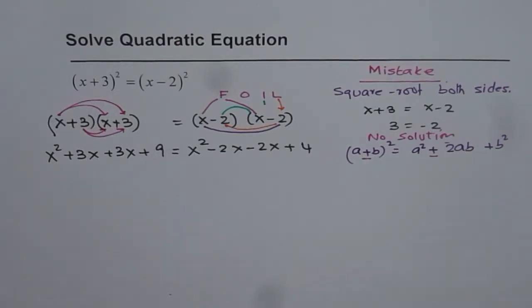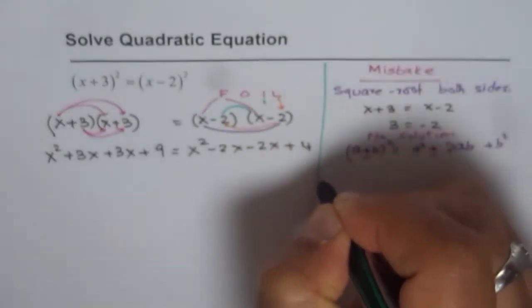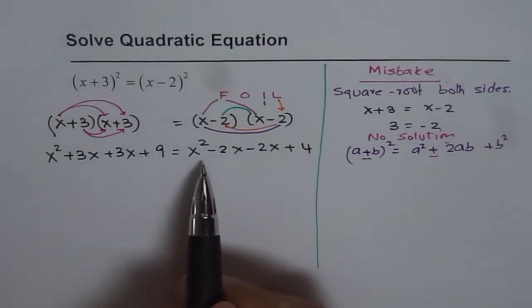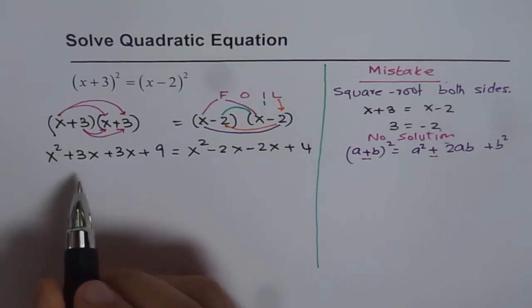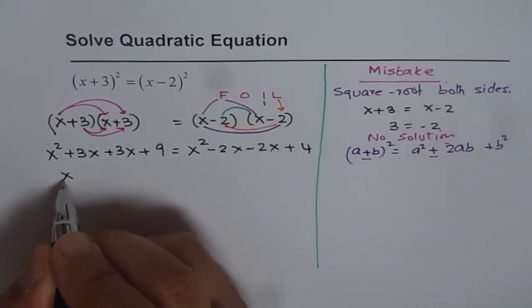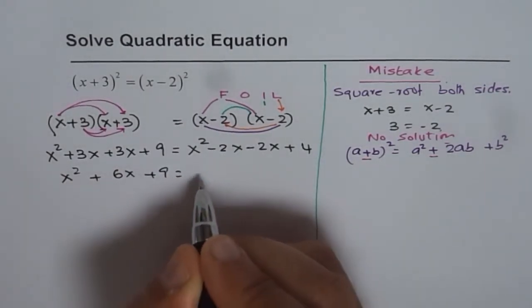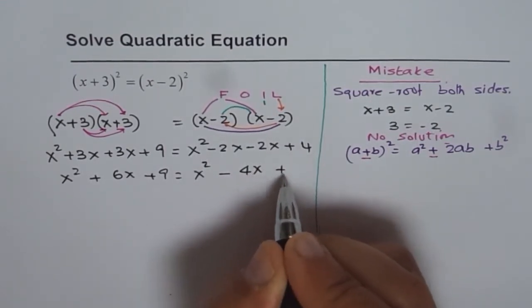So I think the first step is absolutely clear, right? Let me just draw a line here to separate our thinking from what we are doing. Okay, now let's bring the terms together to solve for x. Before that, let's combine these. 3x plus 3x is 6x, right? So we get x² + 6x + 9 = x² − 4x + 4, right?